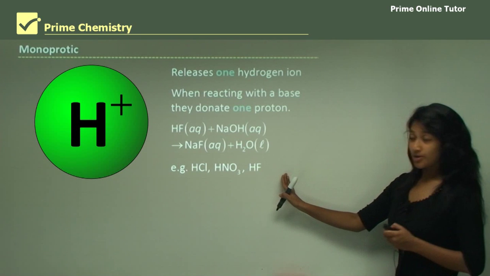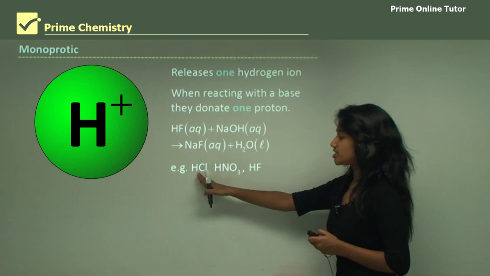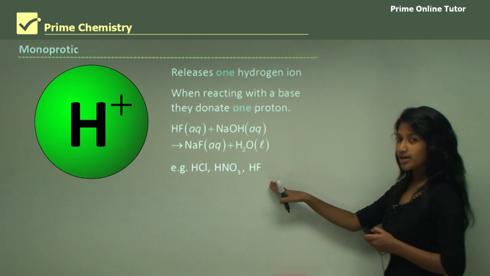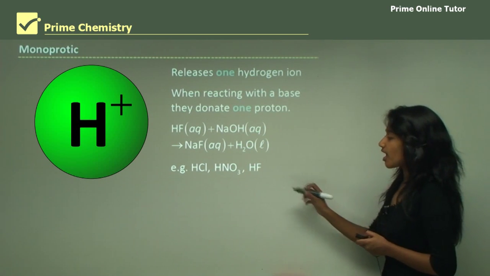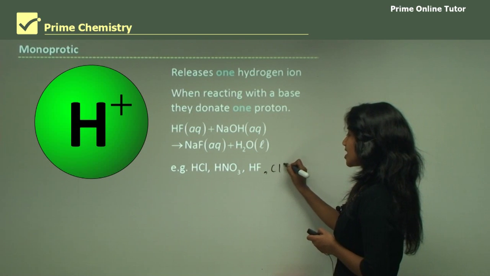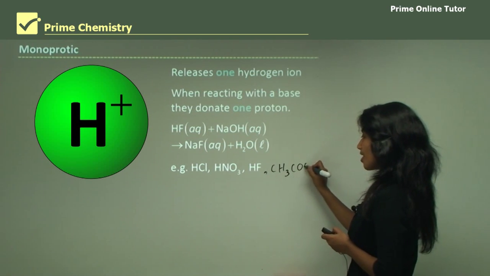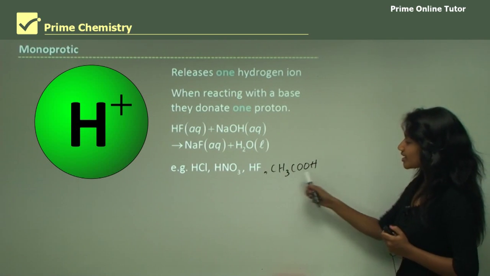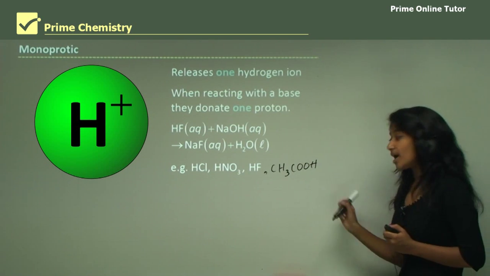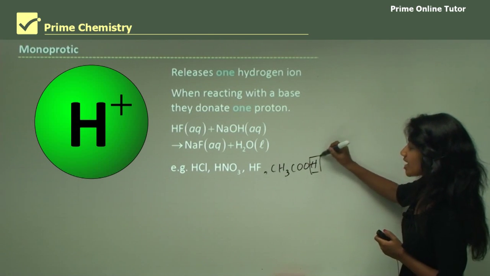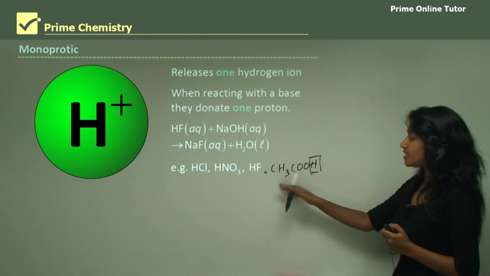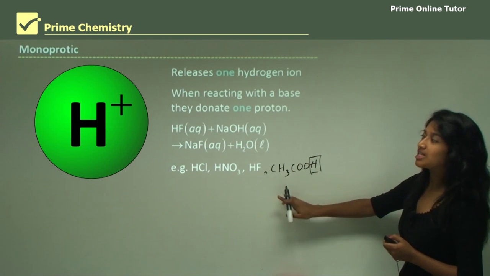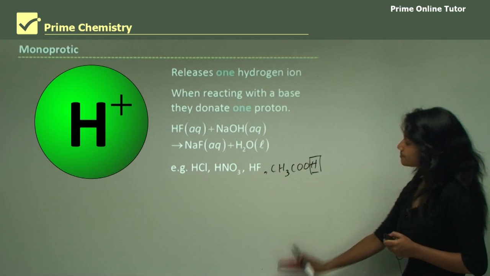Examples of monoprotic acids would be HCl, which is hydrochloric acid, nitric acid and hydrofluoric acid. Also CH3COOH. This is acetic acid and it is a weak acid. Note that it has 4 hydrogens, but only this hydrogen here is able to be donated, while these three remain and cannot be donated. Therefore, for that reason, it's called a monoprotic acid.